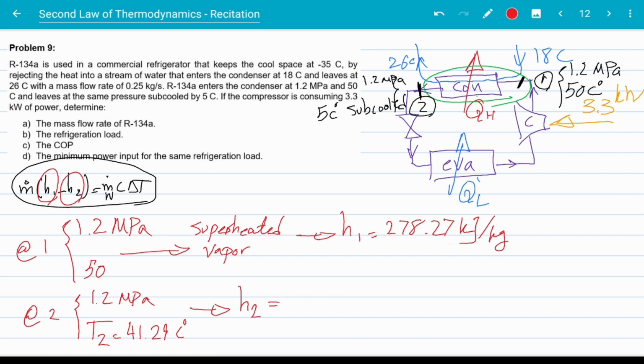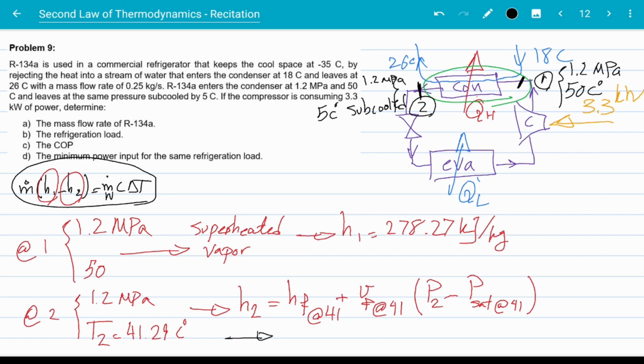Enthalpy of the subcooled liquid is h_f at the temperature we have, 41 degrees, plus the specific volume of the saturated liquid at 41 degrees Celsius times the pressure of our fluid minus the saturation pressure at 41 degrees Celsius. Now from here, you just need to plug in numbers.